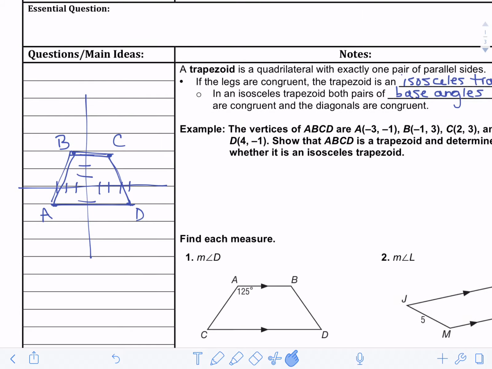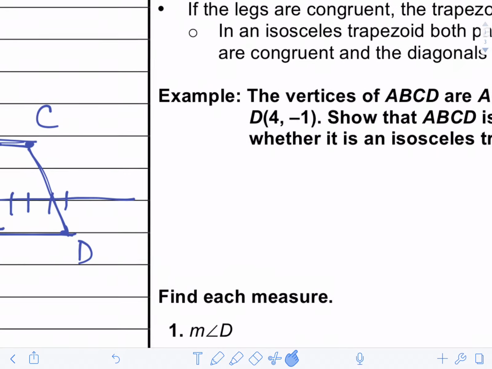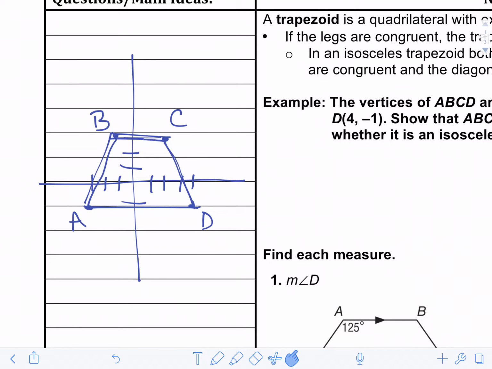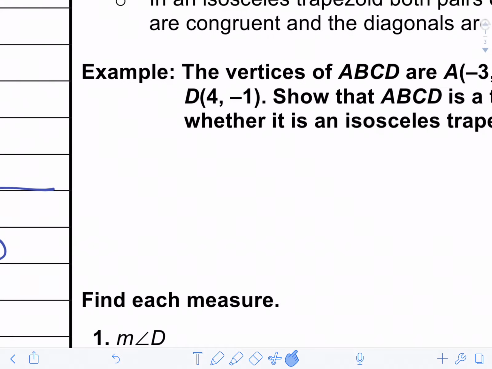So now what we have to do is determine whether or not it is a trapezoid and then determine whether or not it is an isosceles trapezoid. To determine if it's a trapezoid, we're going to find the slopes of all four sides, because for it to be a trapezoid, only one pair of those sides will be parallel. So we are hoping that BC and AD are parallel and that AB and DC are not.